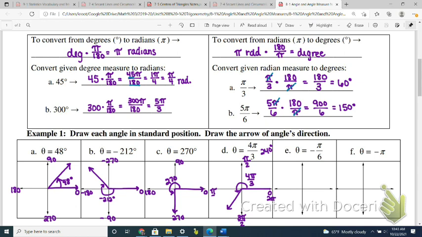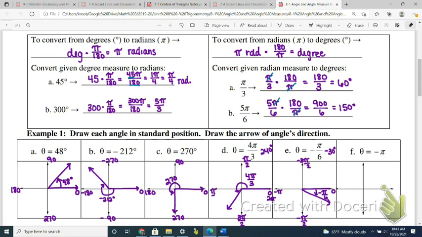So the next one, I have negative radians. So this is 0, negative pi over 2, negative pi, and negative 3 pi over 2. So negative pi over 6, if I convert it, is a negative 30 degrees. So I draw it here. Here's the negative 30 degrees. Draw my arrow, but I'm going to label it in radians.